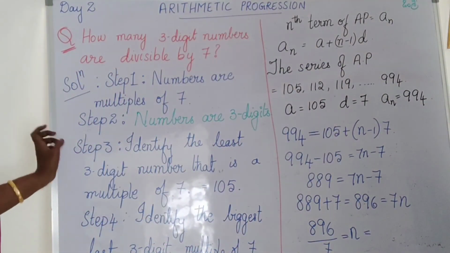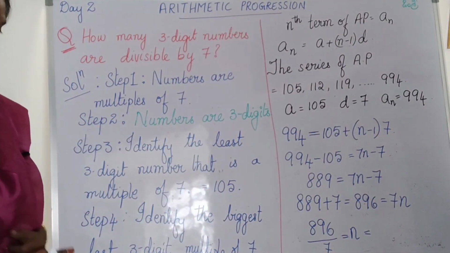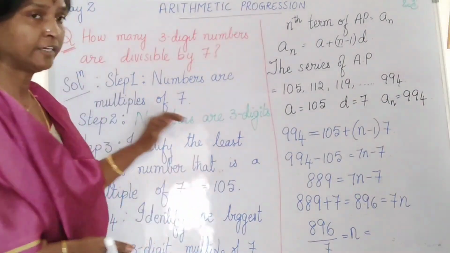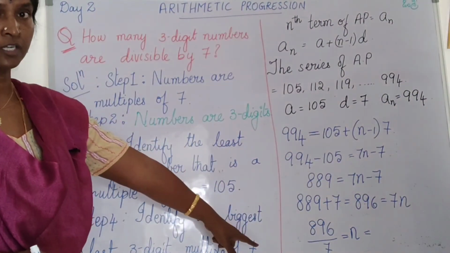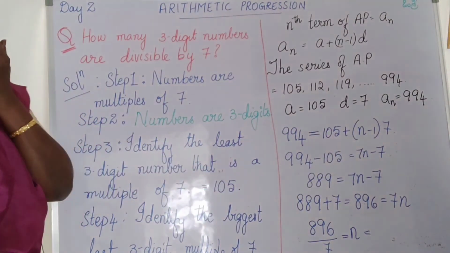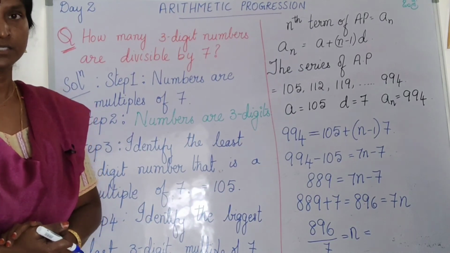Hope you are following this one. So this is how you have to solve a problem. So find out what is the answer here. I am not writing the answer, you need to find out. That number will be the number of 3-digit numbers which are divisible by 7.